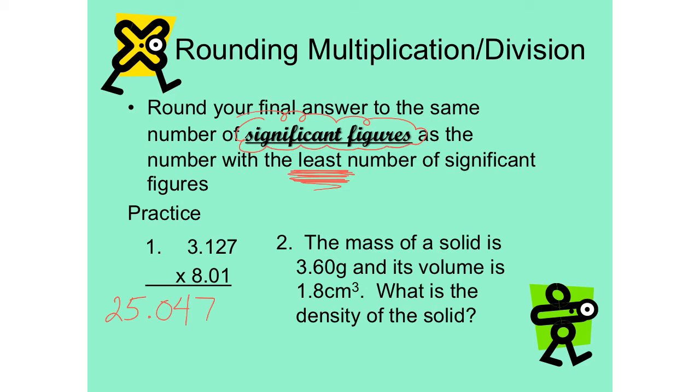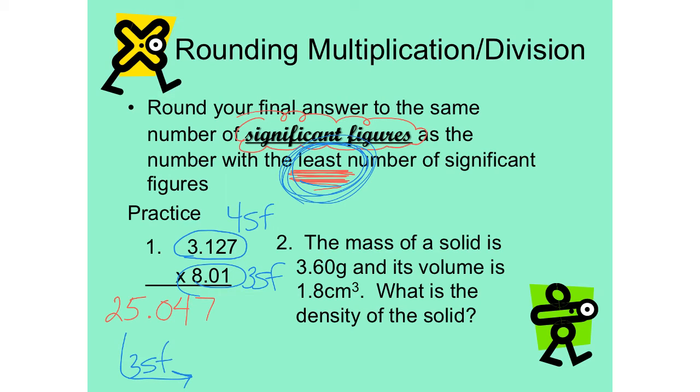All right, so then what we do is we take a look at these values. 3.127 has 4 significant figures. 8.01 has 3 significant figures. We're limited by our least precise measurement, so we can only have 3 significant figures, not 3 decimal places, 3 significant figures. So this is going to round to 25.0. That would give us 3 significant figures. There's only a 4 there, so we do not round up.